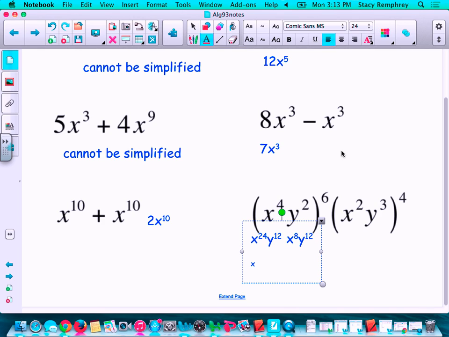Well, I could line them all up. That would give me 24 x's, 8 more after that, x to the 32. I added 24 and 8. y to the 24. 12 y's and then another 12 y's gives me 24 y's all together in a big long chain. So this would be your final answer. And that concludes our notes for 9-3.